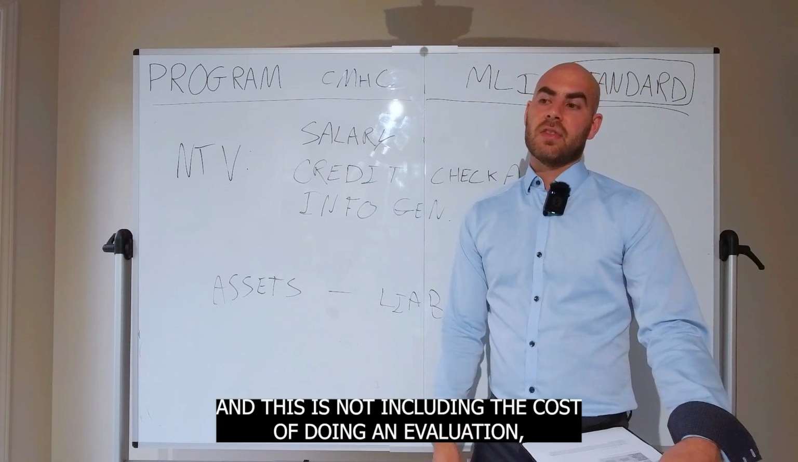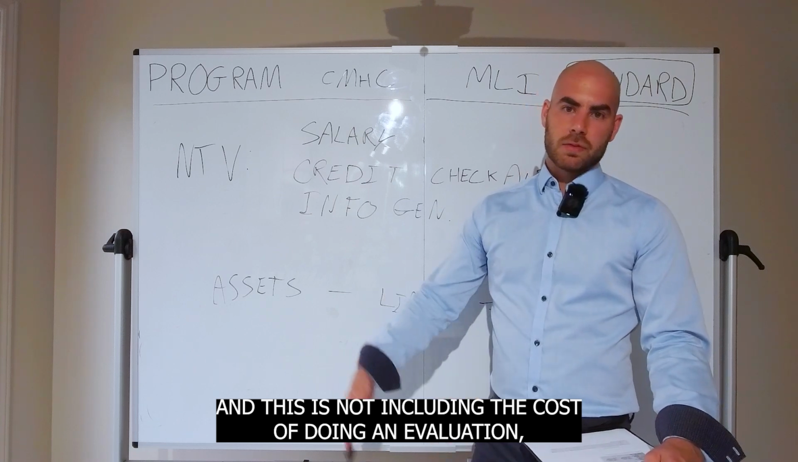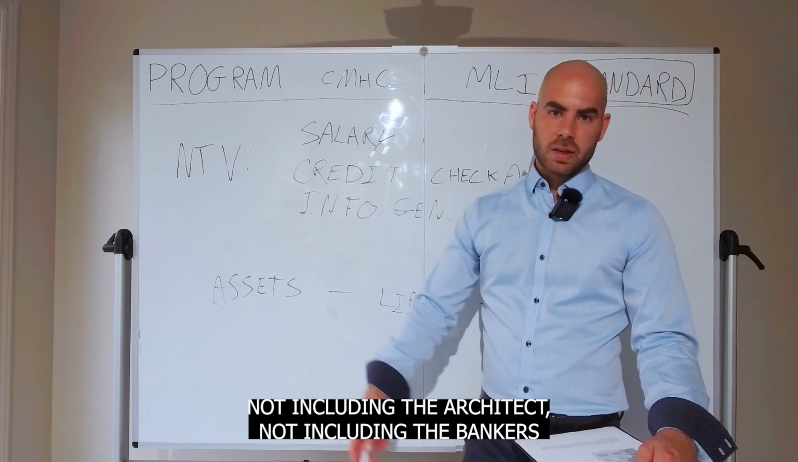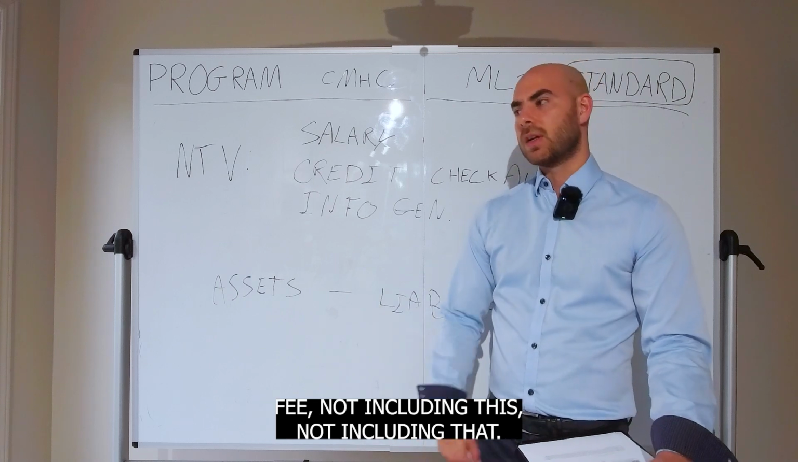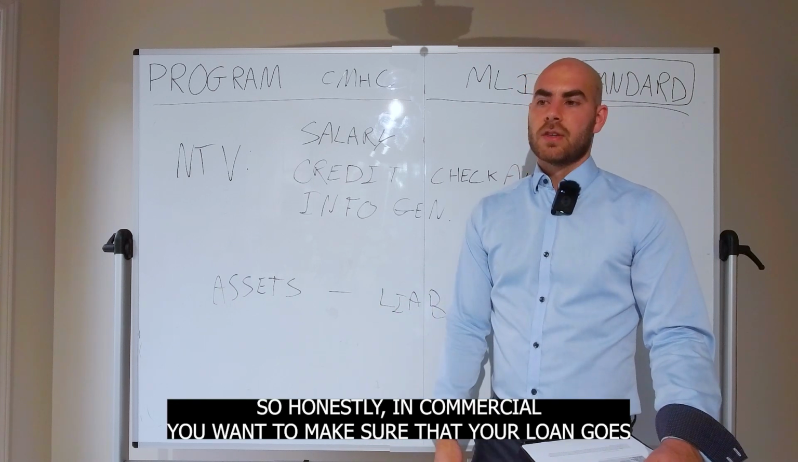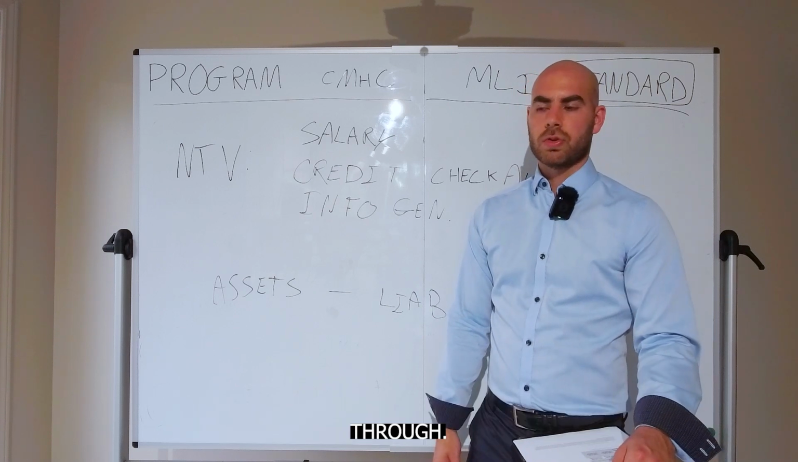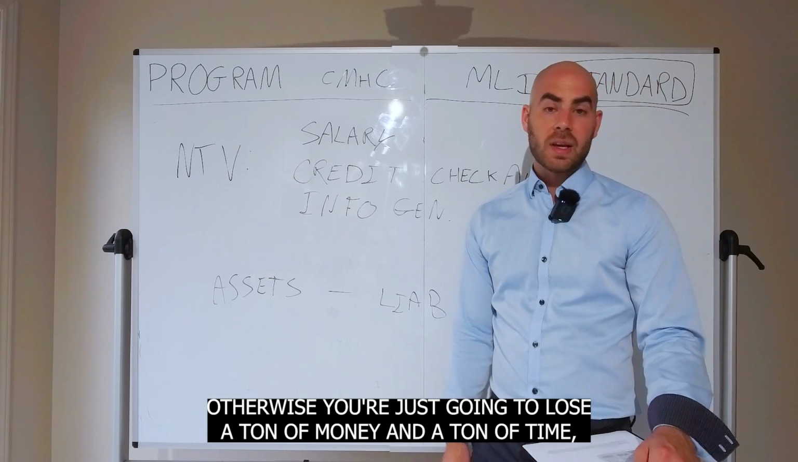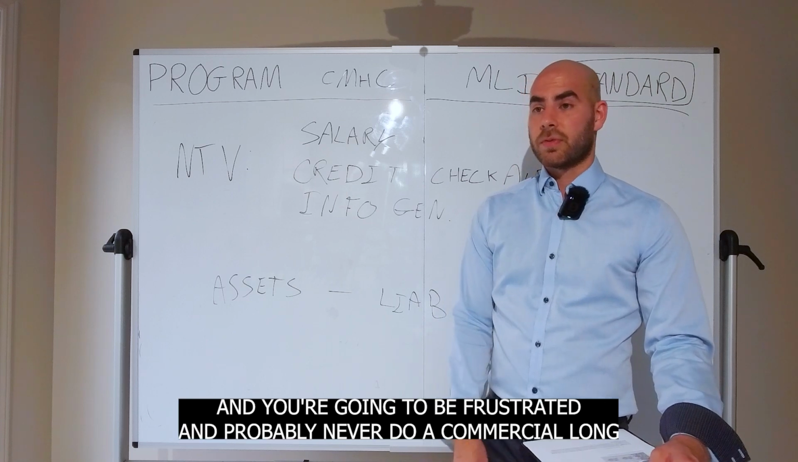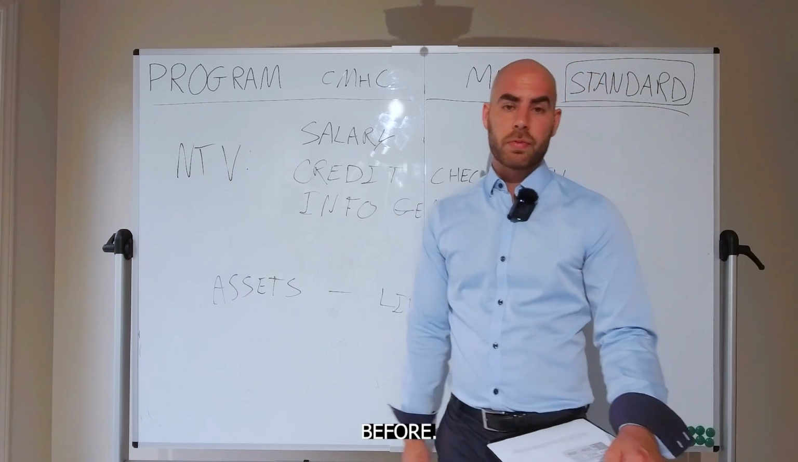If it does not go through, the CMHC will retain at least $1,200. And this is not including the cost of doing an evaluation, not including the architect, not including the banker's fee, not including this, not including that. So honestly, in commercial, you want to make sure that your loan goes through. Otherwise, you're just going to lose a ton of money and a ton of time, and you're going to be frustrated and probably never do a commercial loan before.